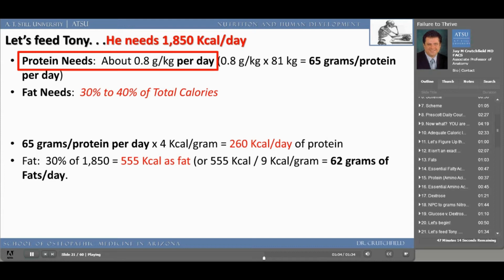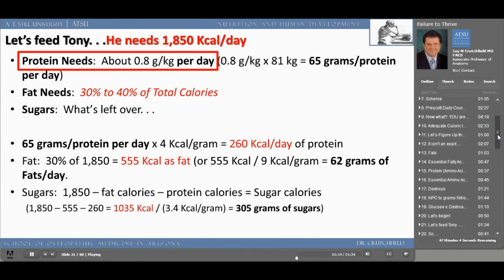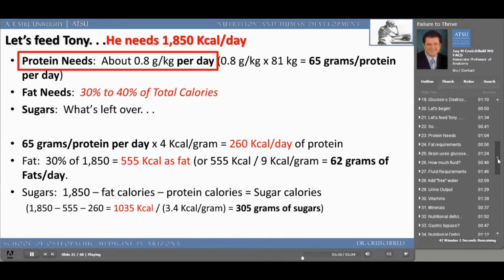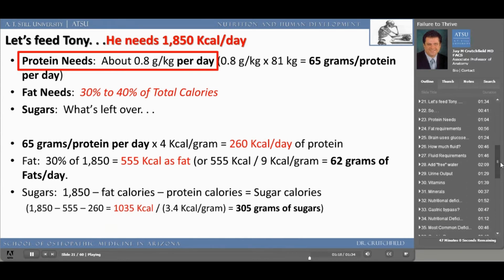65 grams of protein a day, and then what's left over is going to be in terms of his dextrose, or 1,035 kcals, or 305 grams of dextrose. So we're going to need to tell the pharmacist all of this to mix up how we're going to feed Tony. 260 kcals a day of protein, 555 kcals of fat, and 1,035 from sugar.